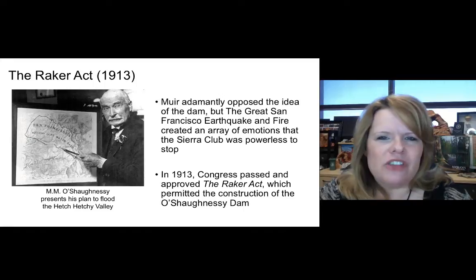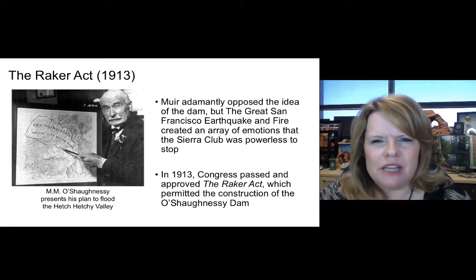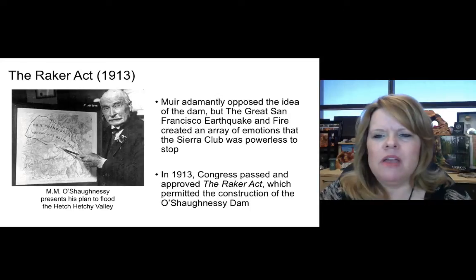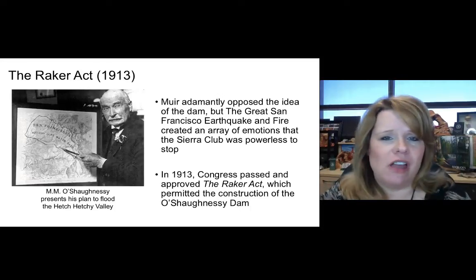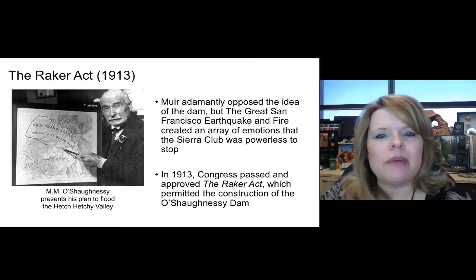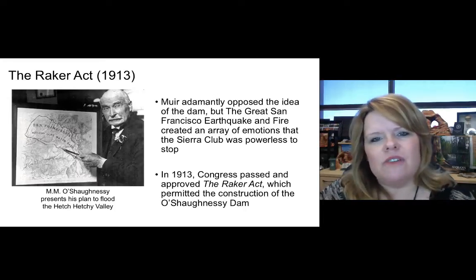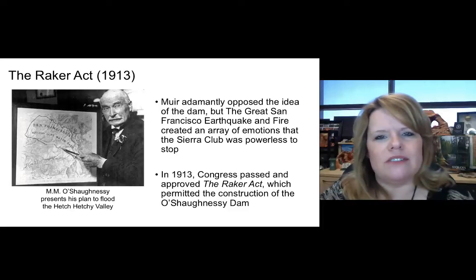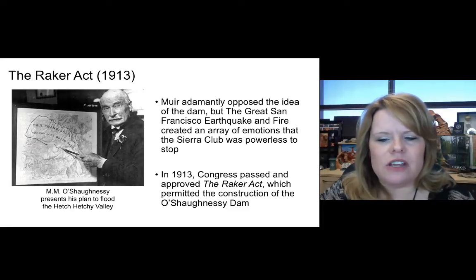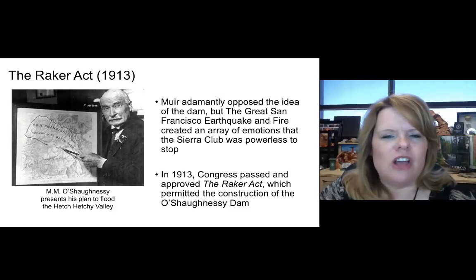So initially the dam was proposed, and Muir adamantly opposed the idea of the dam. But the great San Francisco earthquake and fire created an array of emotions and the Sierra Club was basically powerless to stop it. Things had to be done for the safety of the people. So how do you balance nature and the people? That's the story here. In 1913, Congress passed the Raker Act, which permitted the construction of this dam.